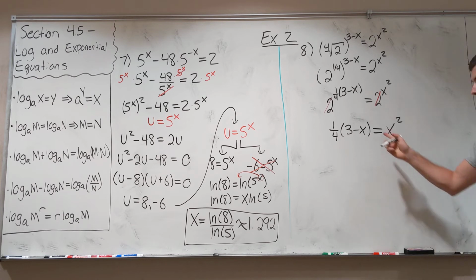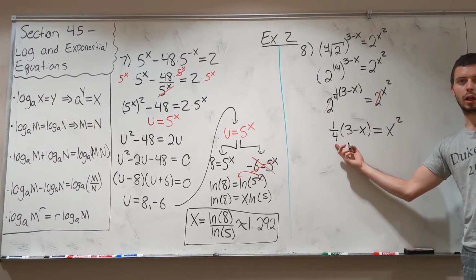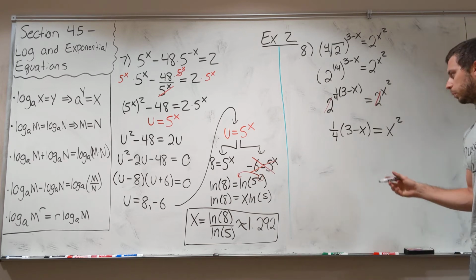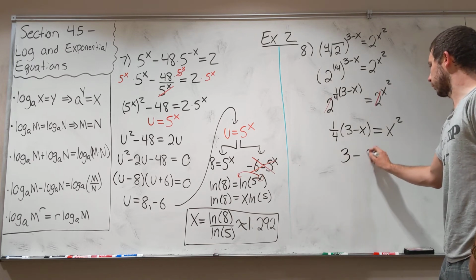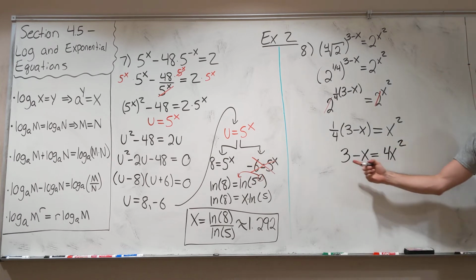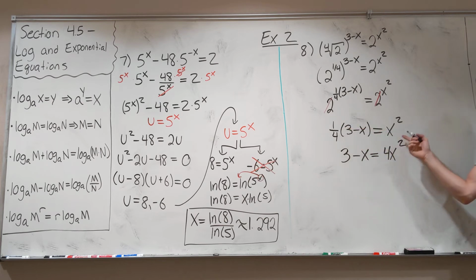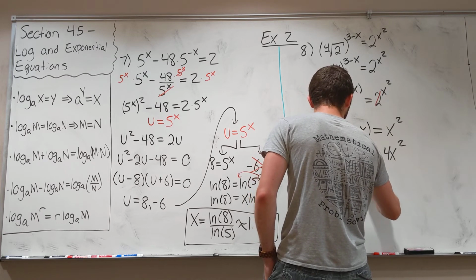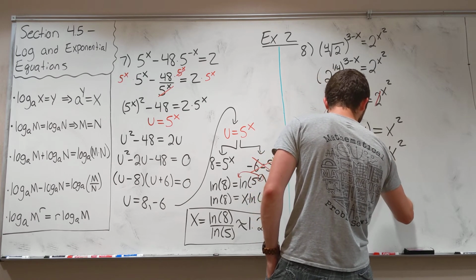So here we can multiply both sides by 4. I do see a least common denominator, so that motivates multiplying as such. So multiplying both sides by 4 would yield 3 minus x, because the 4's would cancel, and then 4 would not cancel over here. So this would be 0 is equal to 4x squared plus x minus 3.